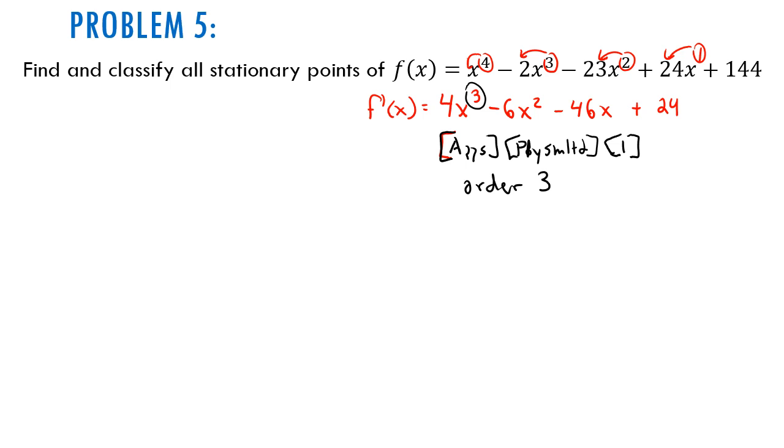I'm going to hit next, and now I'm going to type in the polynomial. And -46, 24. Then I'm going to hit solve, and it lets me know that our stationary points are -3, 1/2, and 4. So I'm going to set up my sign diagram.